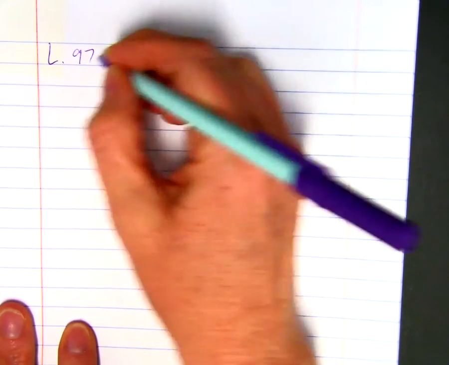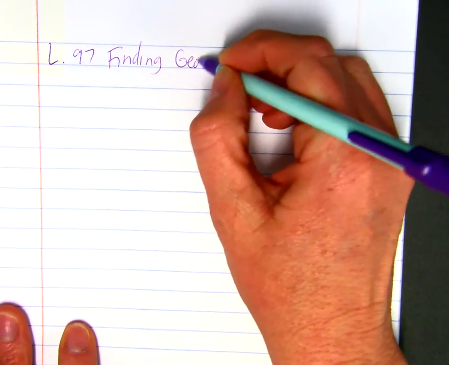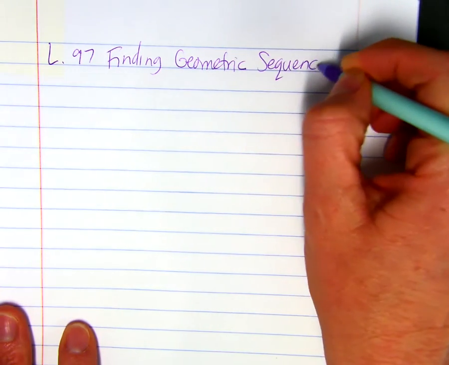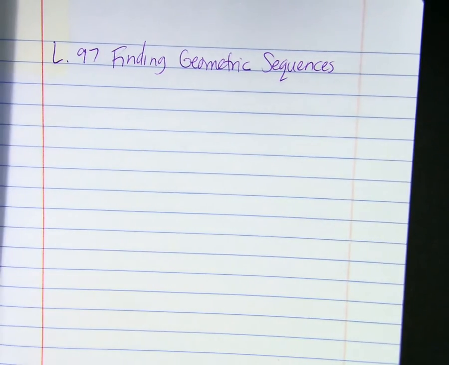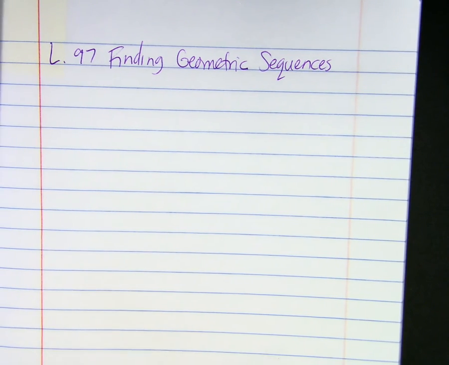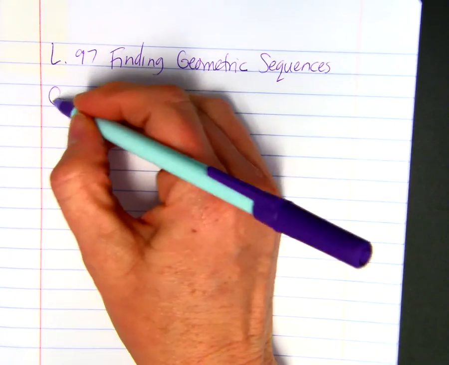Lesson 97, finding geometric sequences. A geometric sequence has a ratio, a constant ratio between two consecutive terms.